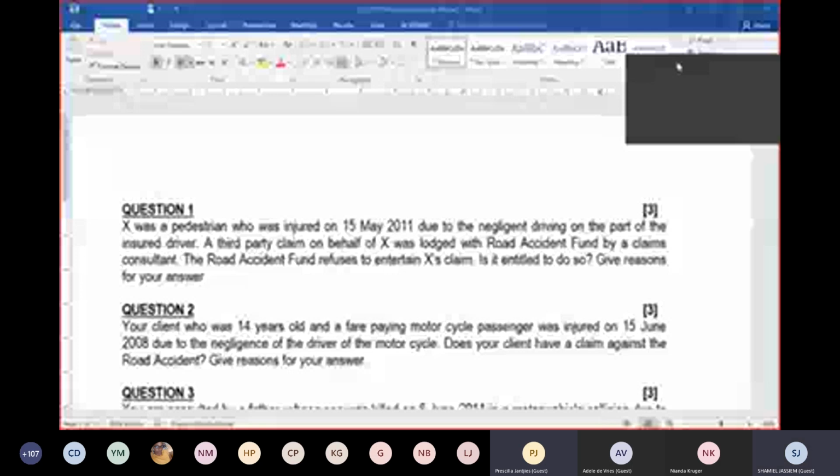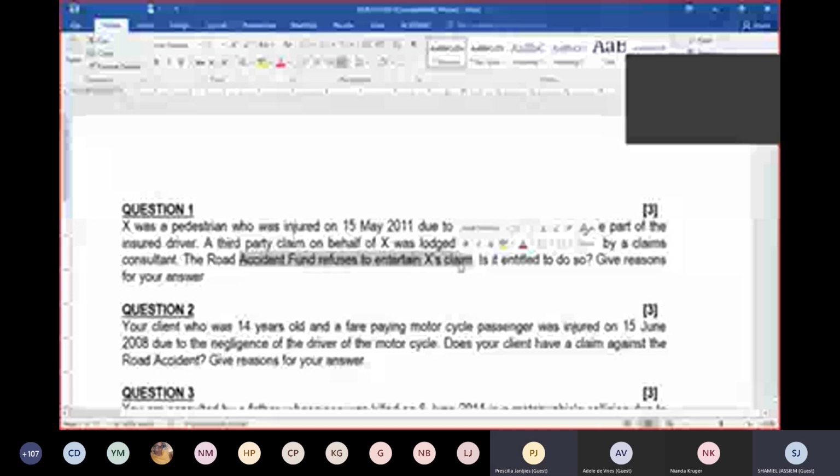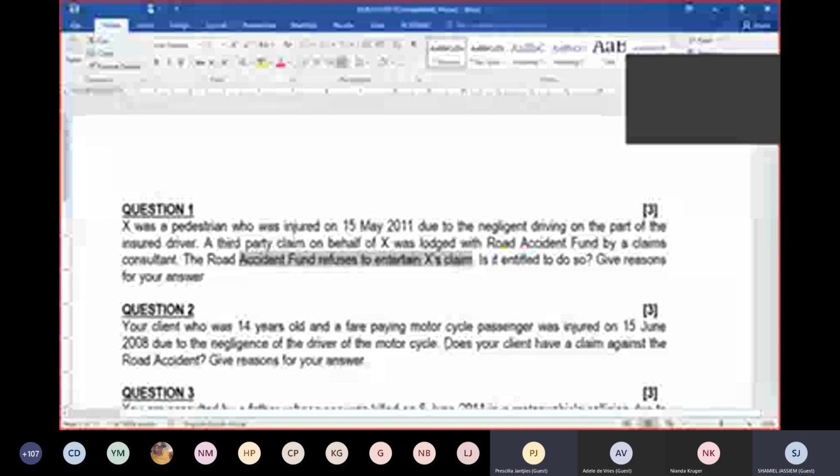Correct. May a claims consultant, remember I referred to it as an ambulance chaser this morning, lodge a claim on behalf of a client? No. So is the RAF entitled to refuse to entertain X's claim? Yes. Perfect. There's your 3 marks. You see how easy it is, people, and how you should interpret these questions. Read carefully as to what they're asking for. Let's just look at question 2 as well.